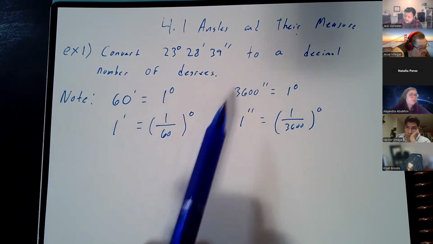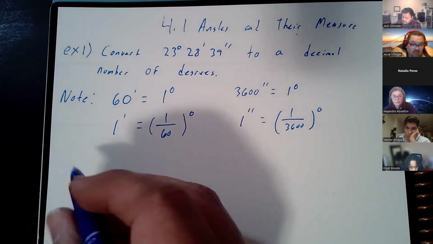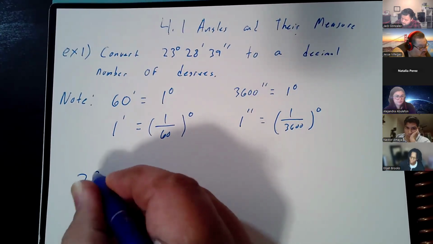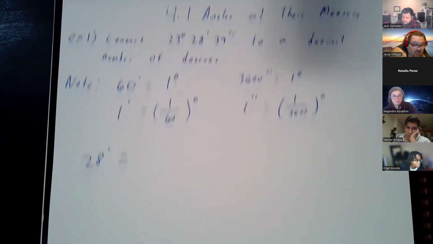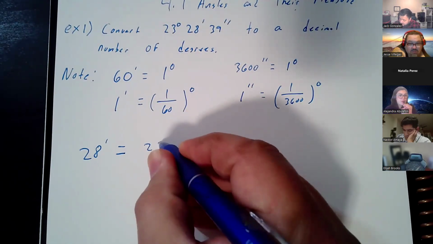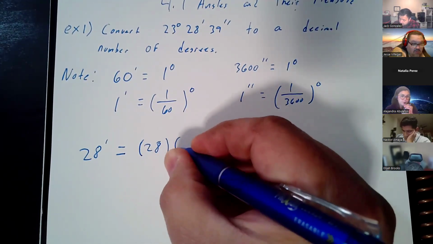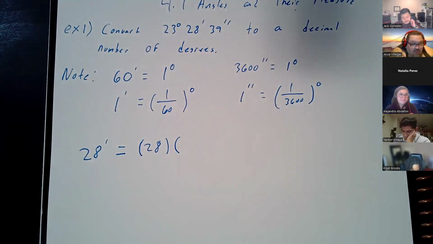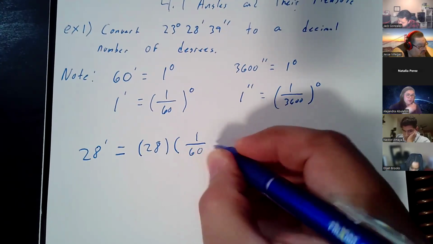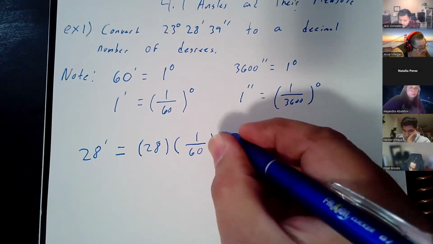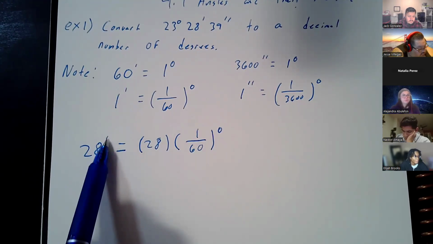So we're going to use this as our conversion factor. We're going to multiply this out. So take the 28 minutes. All right, so that's going to be the same as 28 times 1 over 60 degrees. So I'm shifting over to degrees using this formula, right? So this minute is right there.